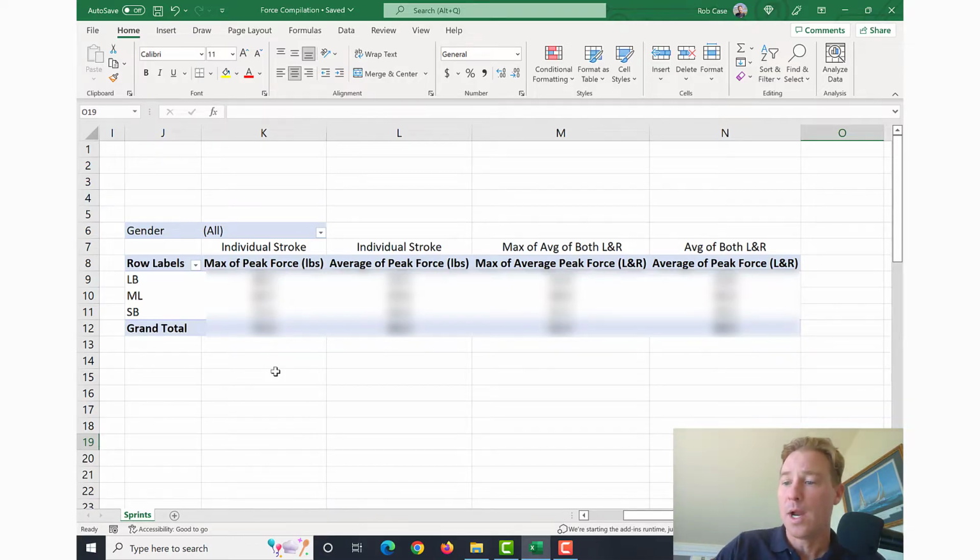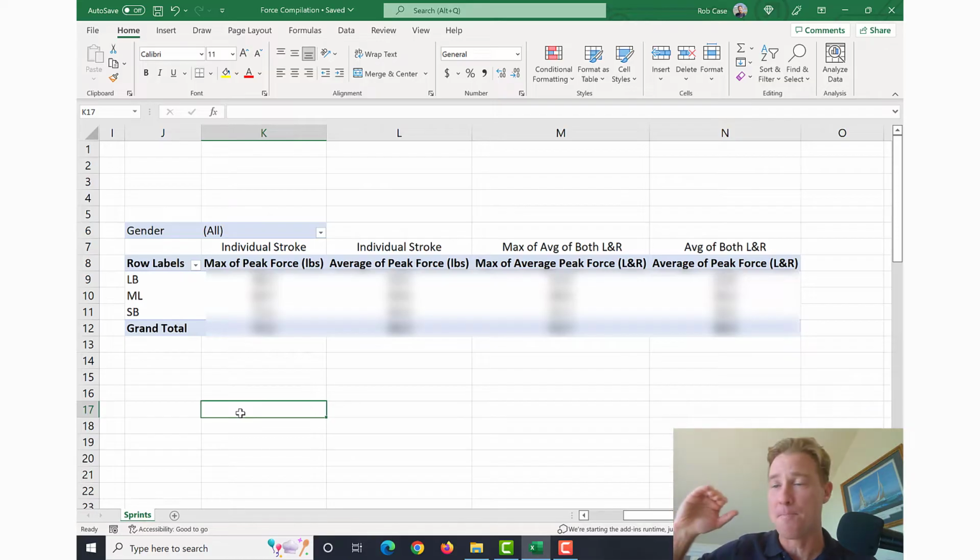So what I've done is I've just collected, of all the individuals that I've tested, all of their peak force that has been analyzed for an individual stroke. So for an individual stroke, what is the absolute highest peak force? What is the max of the peak force that they have found? And for all individuals, the highest that has come through is 71.1 pounds of force.